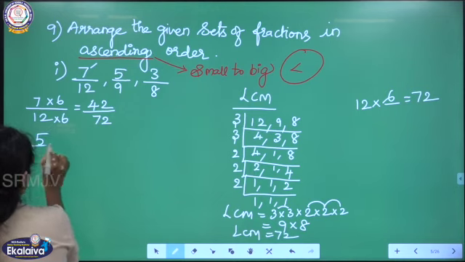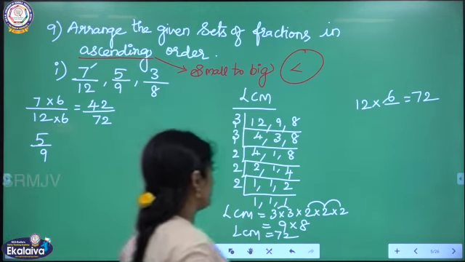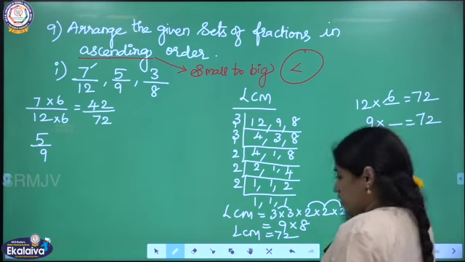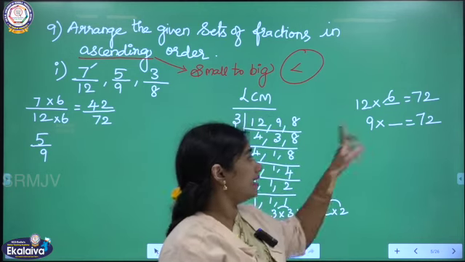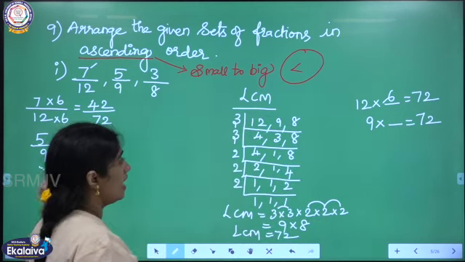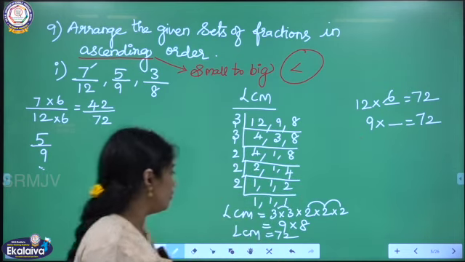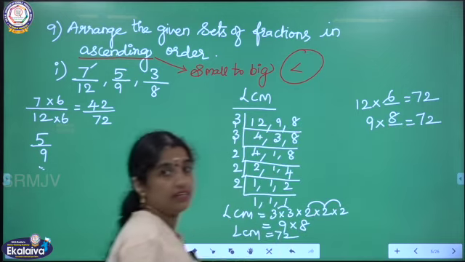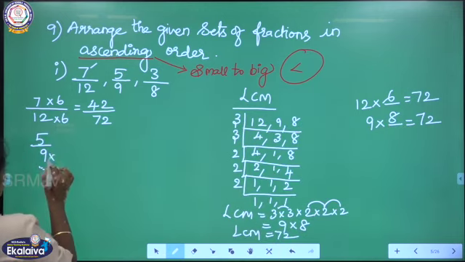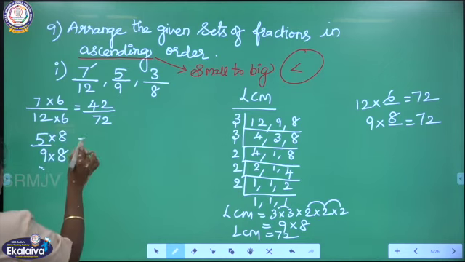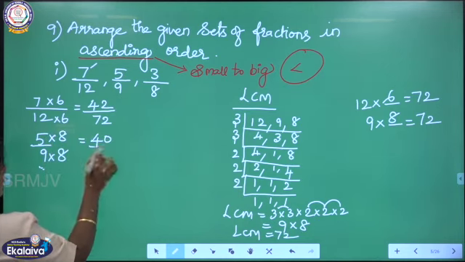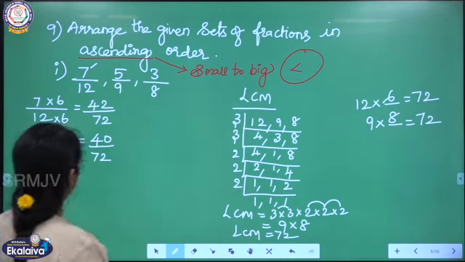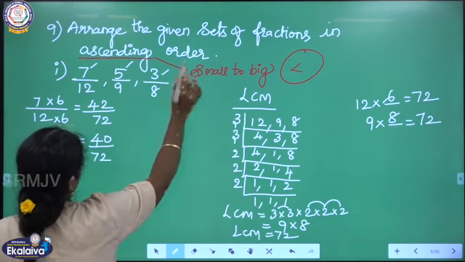Next, 5 by 9 is there. Okay, 9 is there, but what do I have to make it? 72. 9 is there in the denominator. I have to make it 72. So what do I have to multiply? I have to multiply by 8. Got it? Here also into 8. 5 8s are 40, 9 8s are 72. Got it? Now this part is over.